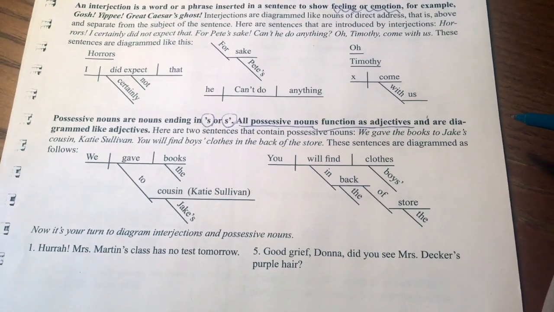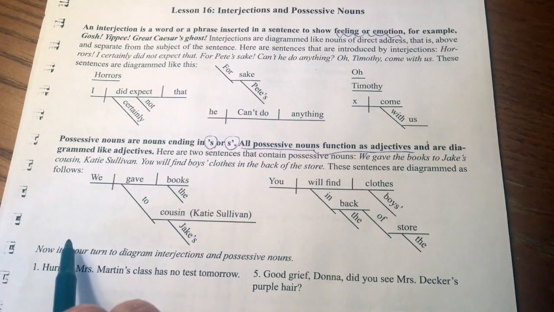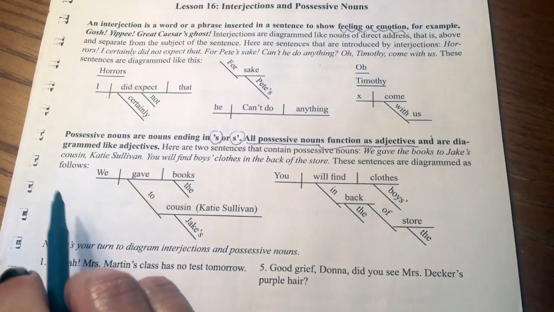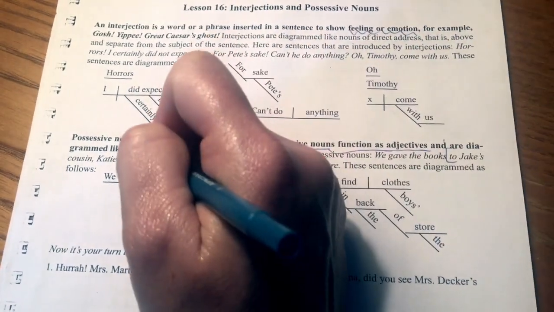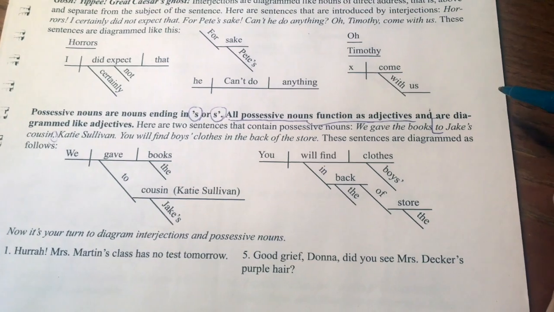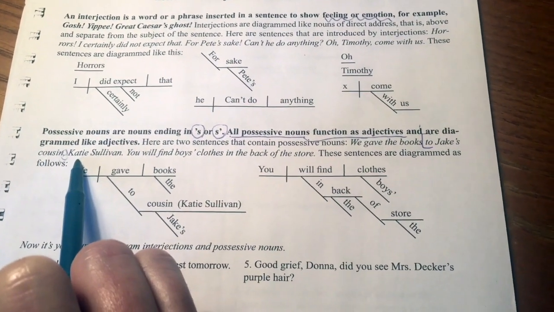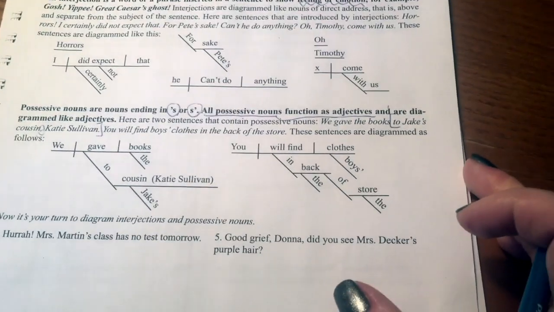So if we look at these examples, we gave the books to Jake's cousin, Katie Sullivan. Now we've got a couple different things going on here in the sentence. If we look, we realize that we have a prepositional phrase, to Jake's cousin. I see the comma, which lets me know that there's something important grammatically going on here. And in this case, I can see cousin, oh, by the way, she's Katie Sullivan, which is our appositive. So that is our whole prepositional phrase.